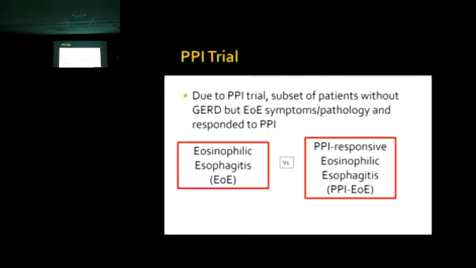So this PPI trial that was started in, I think, the 2007 or 2011 recommendations has created this kind of artificial split between two groups, because there are a subset of patients who don't have GERD, who have the EoE symptoms and the pathology, but they respond beautifully to PPIs. PPIs will make them better. And so in 2011, they designated them into two different categories, the EoEs versus the PPI-responsive eosinophilic esophagitis people, which they kind of just put off to the side. They didn't really think they had true EoE.